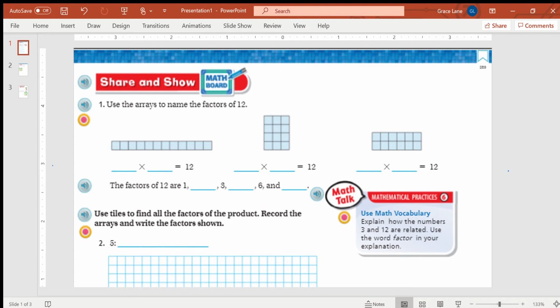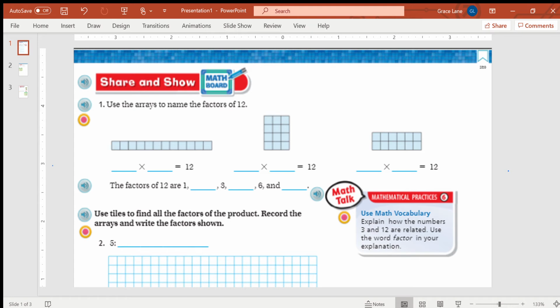There are a couple different ways to think about finding factors. If you have your math facts memorized, this is going to be a piece of cake for you, because it's really just going to be recalling your memorized facts. Your book, though, on page 280 shows you a couple different ways to do this. Number 1 says use the array to name the factors of 12. You probably talked about arrays in 3rd grade, maybe even in 2nd grade when you very first started talking about multiplication. An array is just a visual model to show you factors.